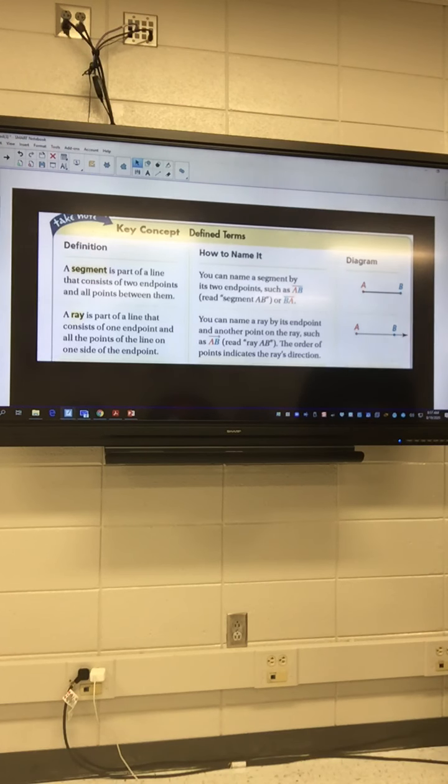So if I'm a ray, I start right here and I walk until the back of the room. That is a ray. Obviously, I can't keep going, I'm going to hit the wall, but that's the idea of a ray.